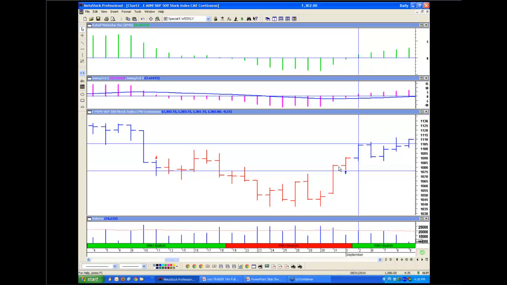Mahesh asks, can you scan for RMO to be bullish and swing trade 2 to be bullish and swing trade number 3 to be greater than 2?